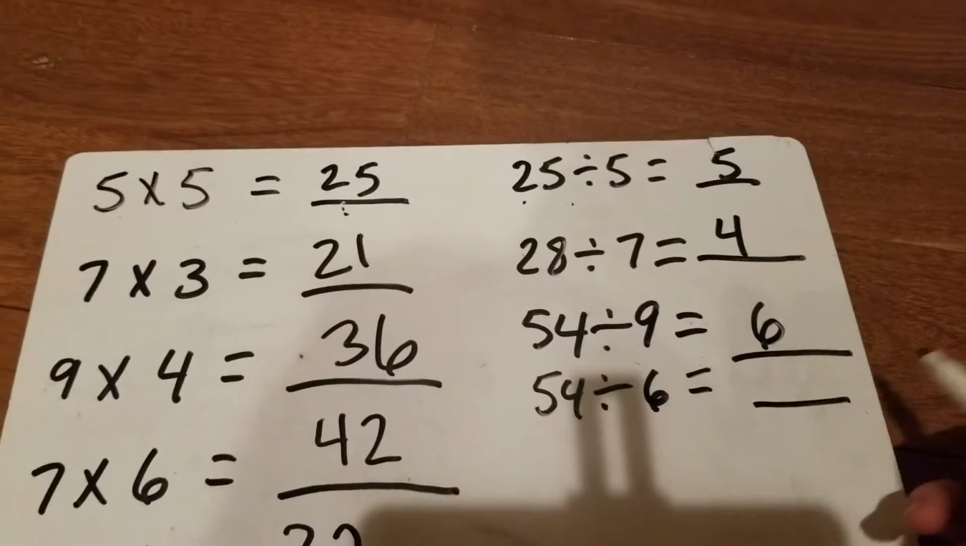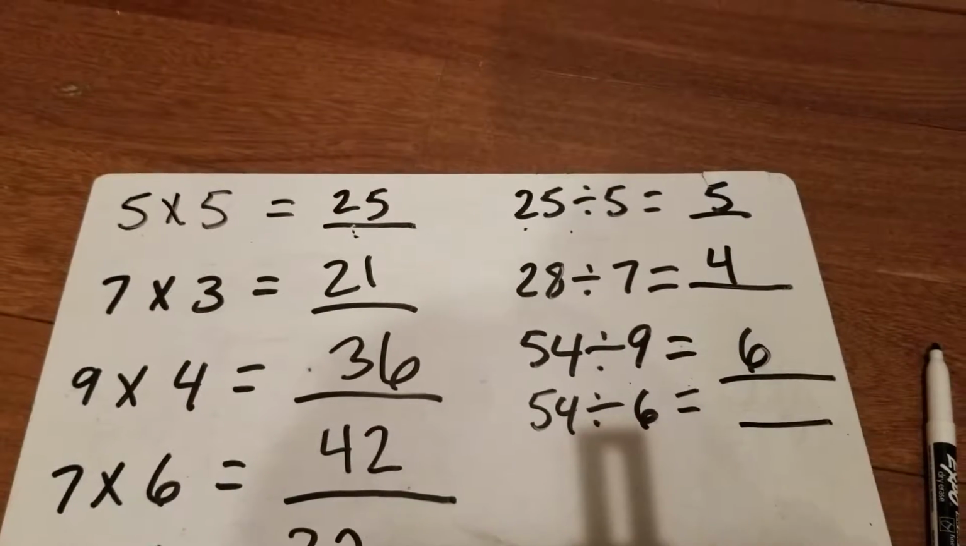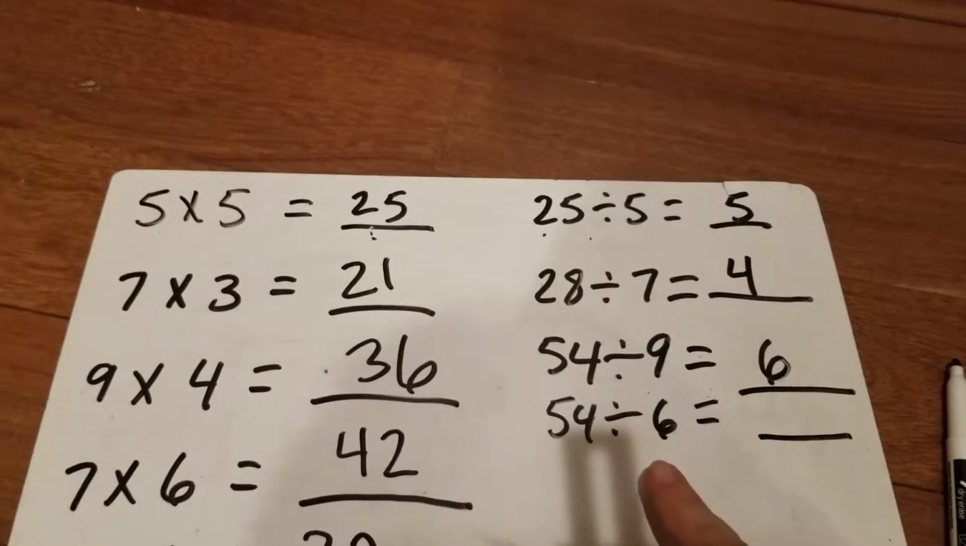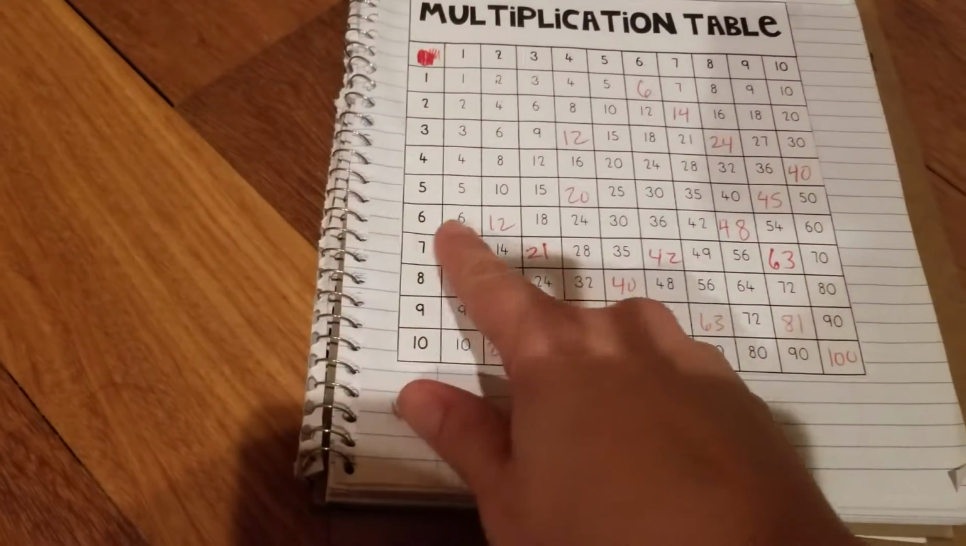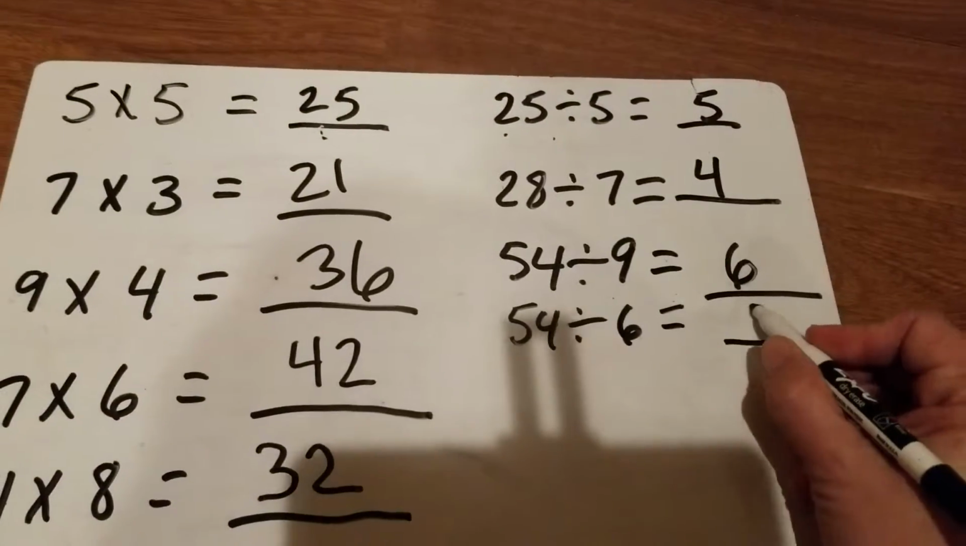Some of you probably just yelled it out. For those of you who didn't yell it out, and even those of you who did, go do this on your multiplication chart. Find the 6th row, find 54, and go up. What's the answer? 9, because it was already there.